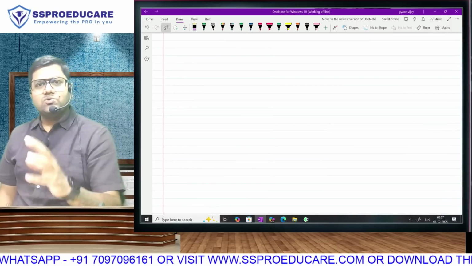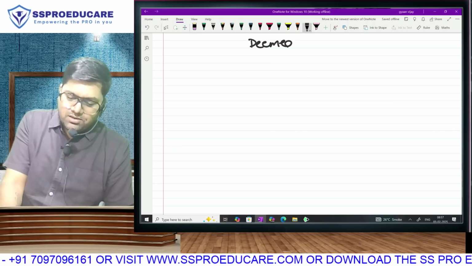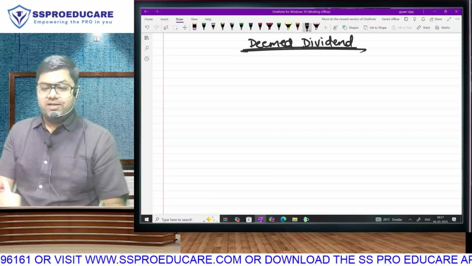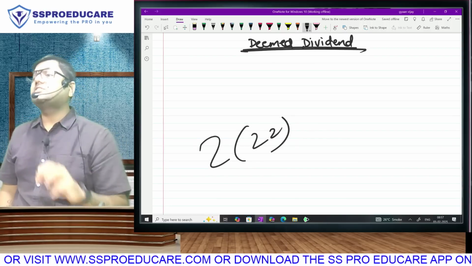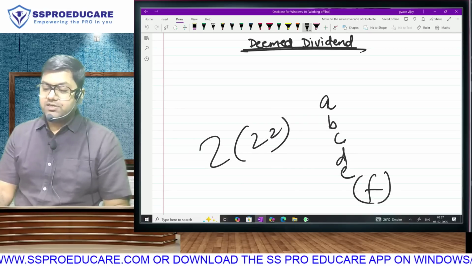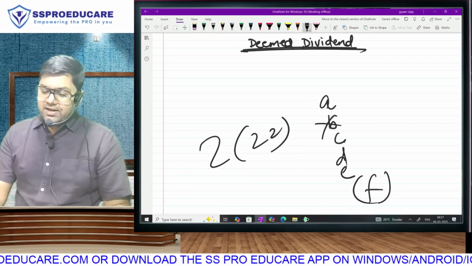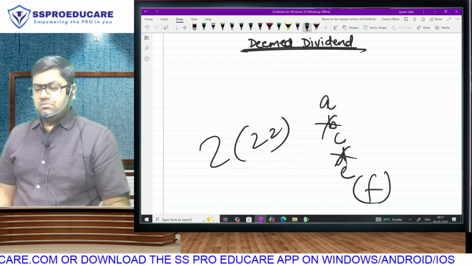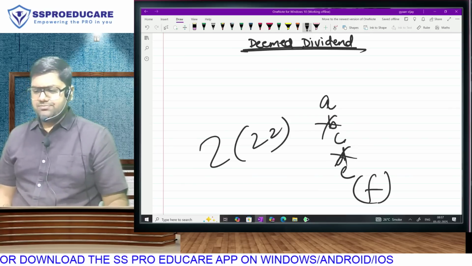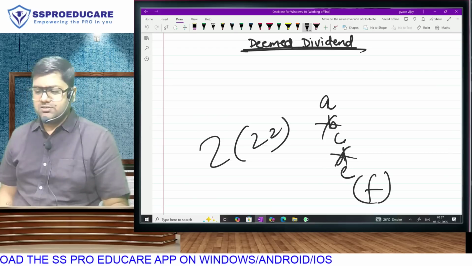For a moment, let's leave this concept and learn what deemed dividend means. Deemed dividend in income tax law is defined in section 2, clause 22. There are 6 types of deemed dividend under 22(2)A, B, C, D, E, and the latest amendment is 22(2)F. B and D never come in the exam. A, C, and E have been asked on and off. F is an amendment, so the first exam after F is going to be May 25, a newly introduced clause.